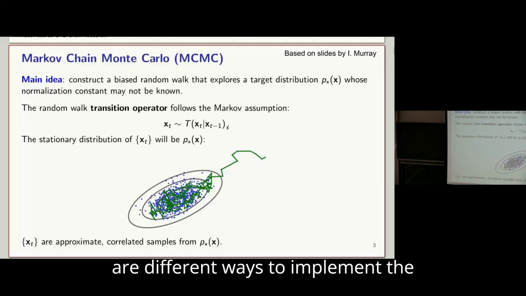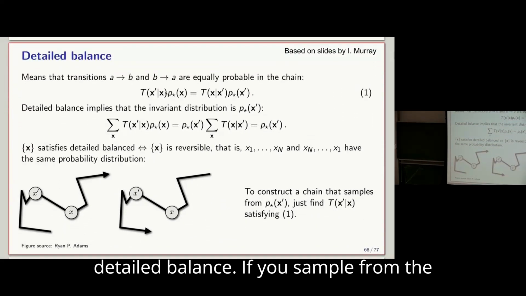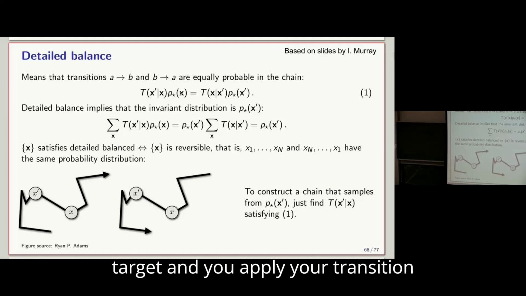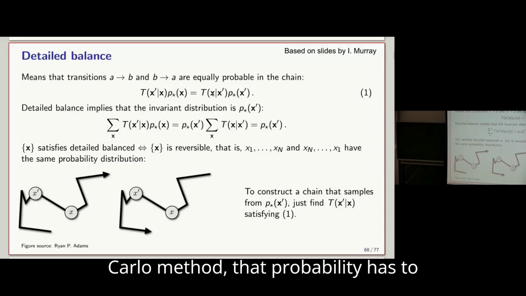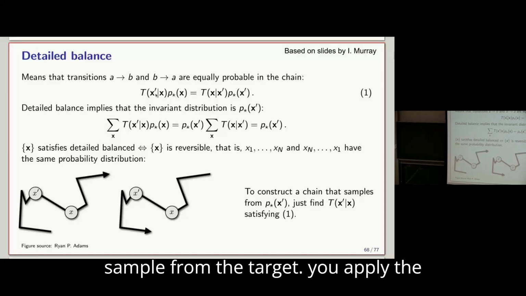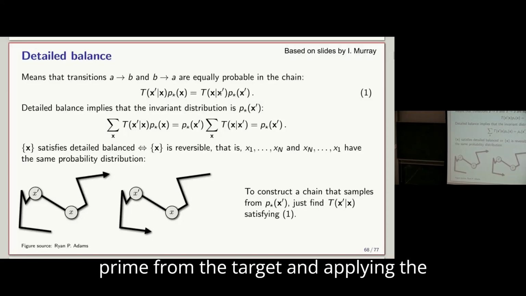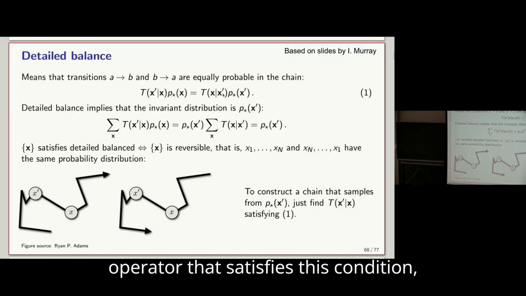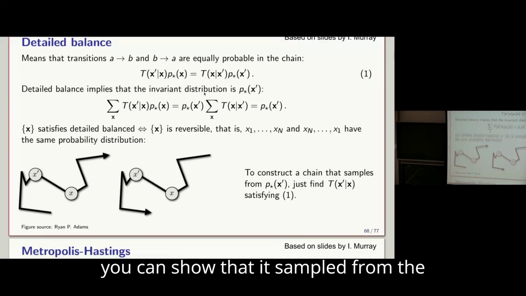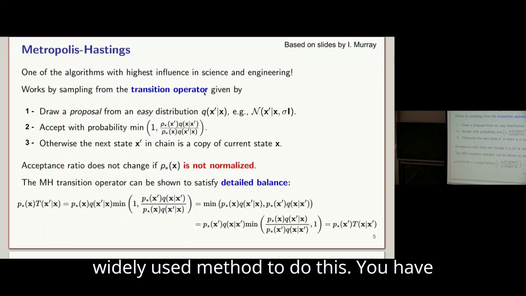So yeah, there are different ways to implement Markov chain Monte Carlo methods. Typically, you want methods that satisfy detailed balance. If you sample x from the target and you apply the transition operator from your Markov chain Monte Carlo method, that probability has to be the same as: you sample x prime from the target, and you apply the transition operator to go from x prime to x. If you have an operator that satisfies this condition, you can show that it samples from the target distribution, and Metropolis Hastings is probably the most widely used method to do this.